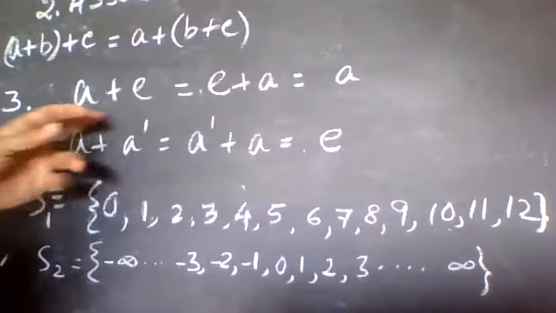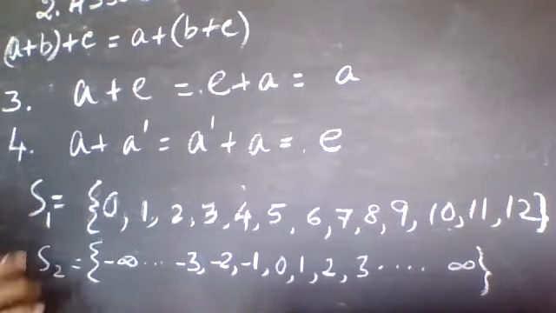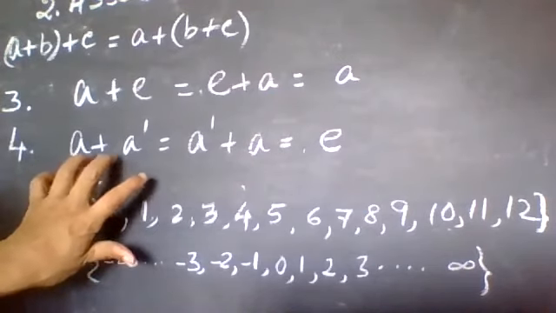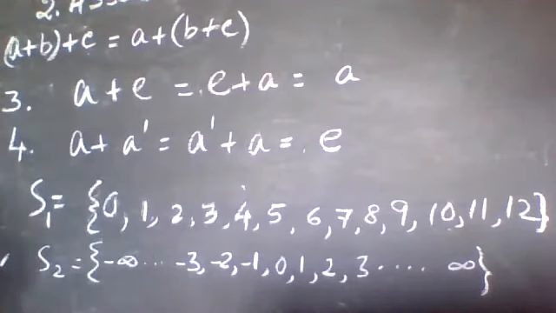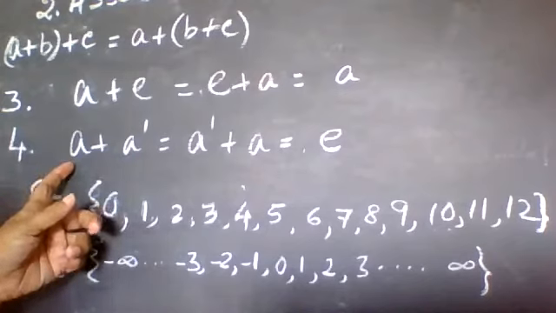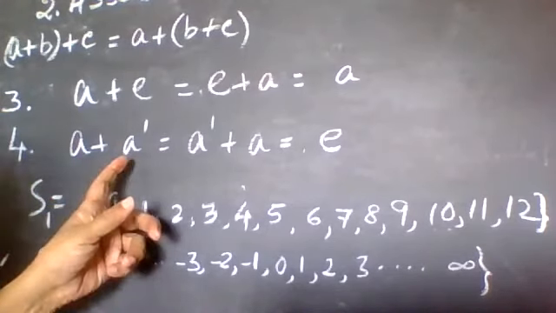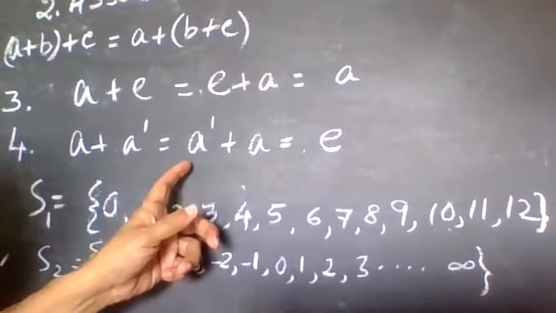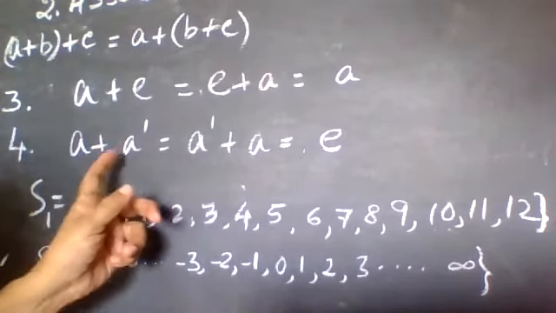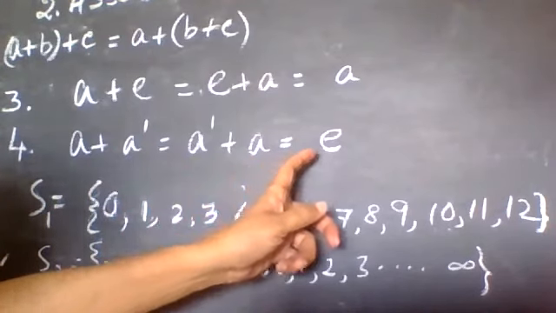In this case also, 5 plus 0 is 0 plus 5 equals 5. So this rule is easily understood in the case of group. And what about the next relation? For every number a in the set, there exists a number a prime such that a plus a prime equals a prime plus a equals e.